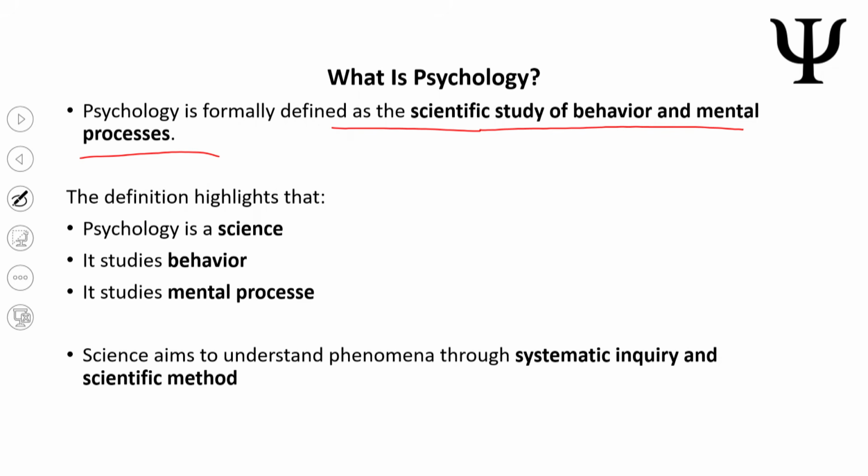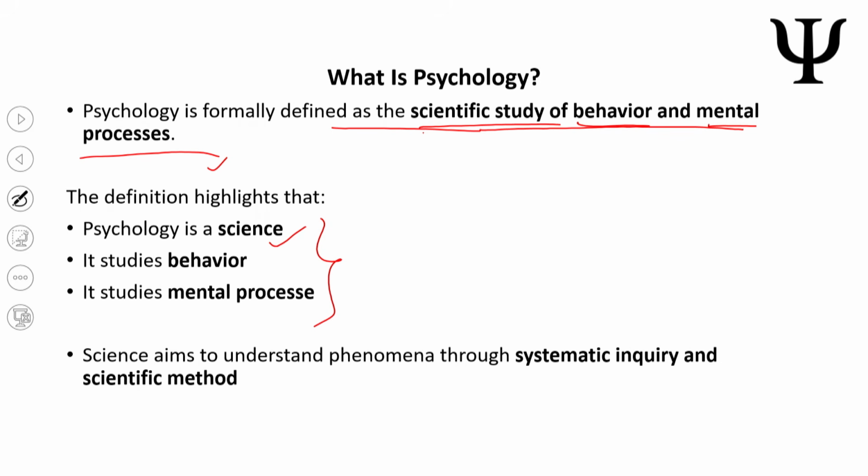So, how can we define psychology? It is the scientific study of behavior and mental processes. We need to understand a few terms here. One is that psychology as a discipline includes scientific study, or it is a science. Second, what is the content of this discipline? It studies behavior and mental processes. So, these are the three important components of this definition.